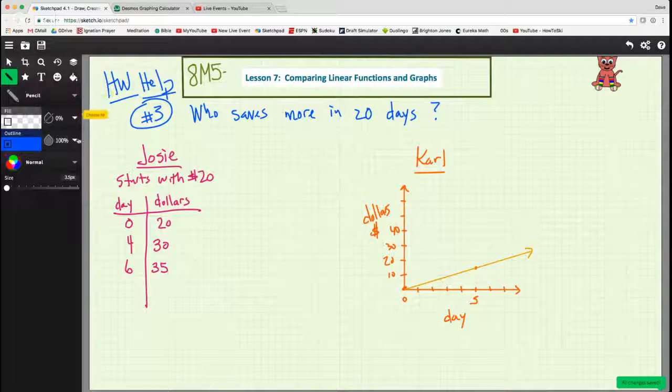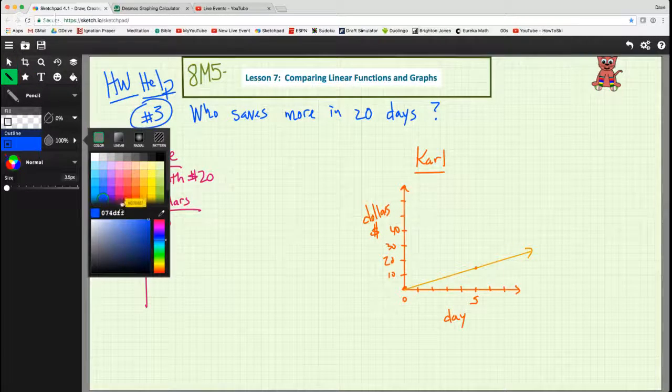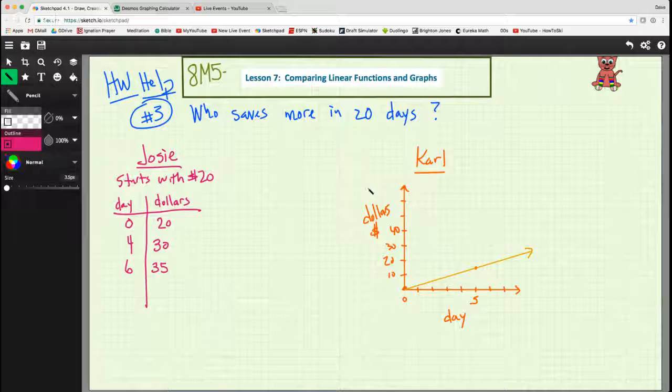Now, here we go. We are talking about Josie and about Carl. Now, who saves more in 20 days? Well, let's see. Josie starts with $20, and so we have this chart here where after 0 days, the beginning, she has $20. And then after 4 days, she has 30. After 6 days, she has 35.